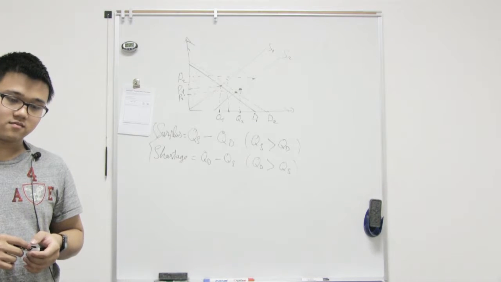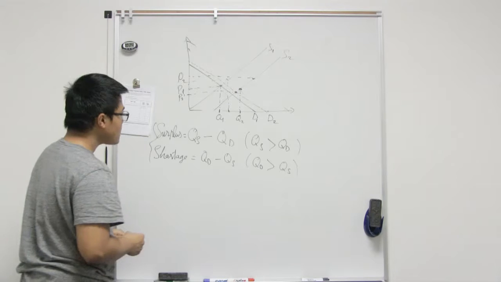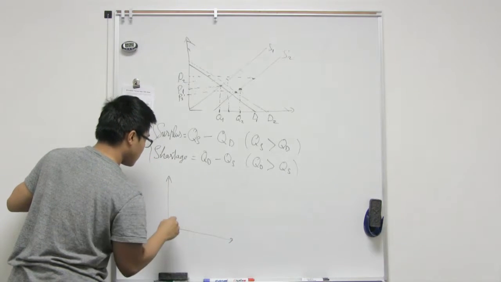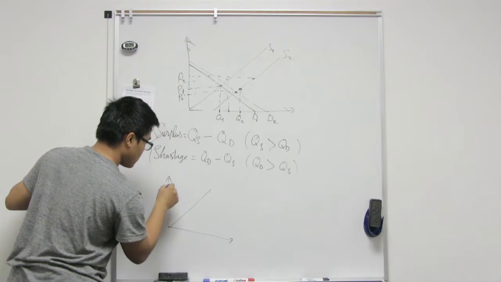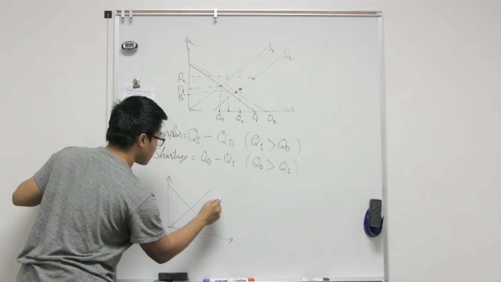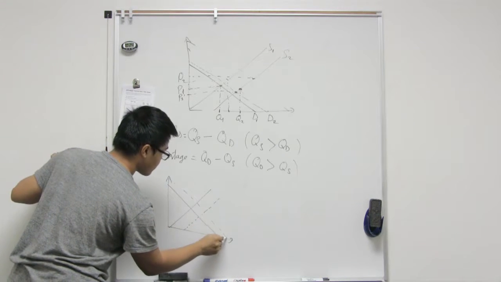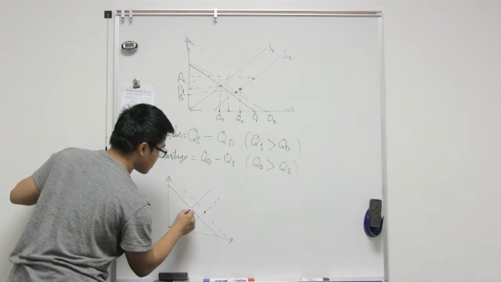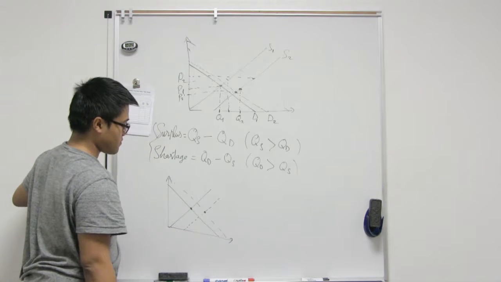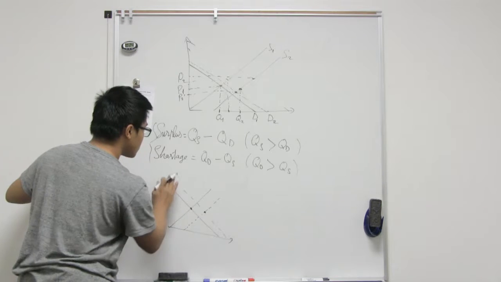Does that make sense? So basically, you can know for sure that your quantity demanded will go up. But for price, it's indeterminate. It depends on how the curves shift.